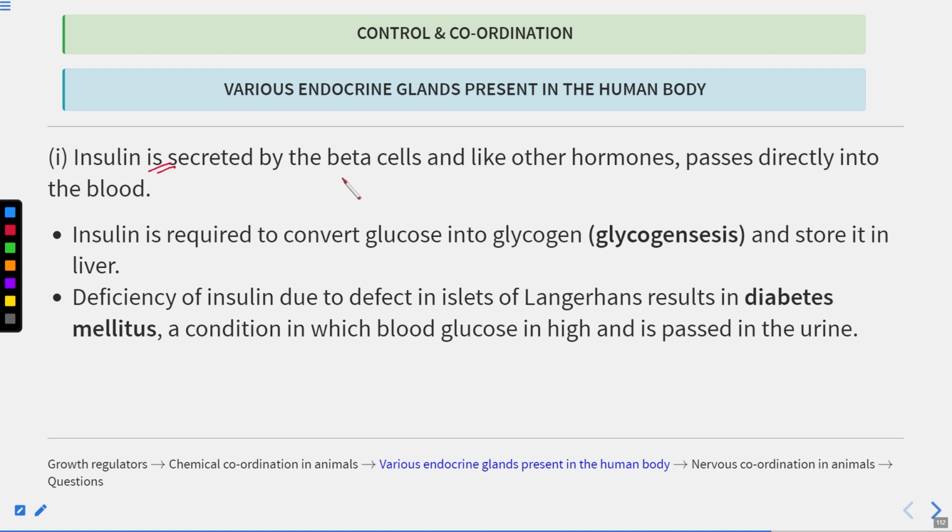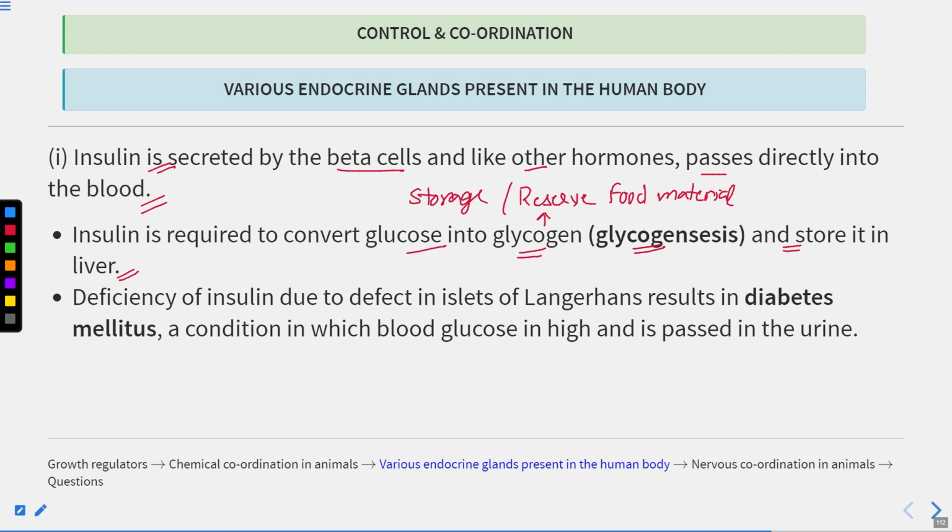Now insulin is secreted by the beta cells, and like other hormones, it passes directly into the blood. Insulin is required to convert glucose into glycogen. This is known as glycogenesis. Clear? And it is stored in the liver. So what is the storage product in animals? It is glycogen. Or you can say glycogen is the reserve food material, or the storage material in animals.